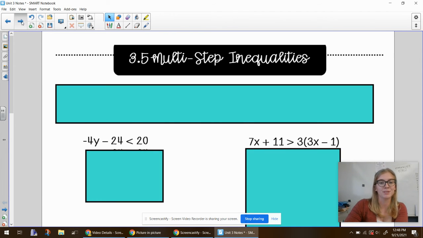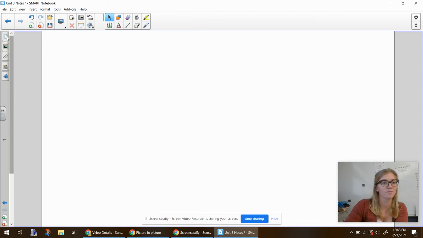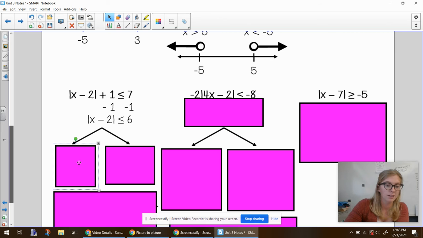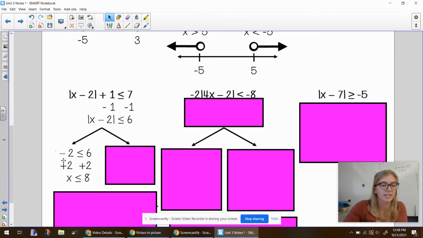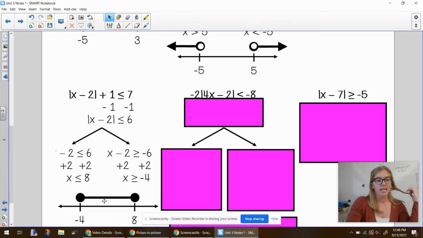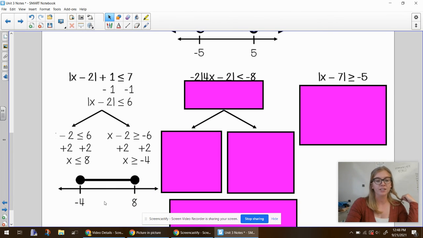Let's get back where we're supposed to be. We're going to add 2 to both sides of the inequality, and x is less than or equal to 8. Then I have x minus 2 is greater than or equal to negative 6. I'm going to add 2 to both sides of my inequality, and x is greater than or equal to negative 4. I'm going to graph, and I have the range of values between negative 4 and 8.